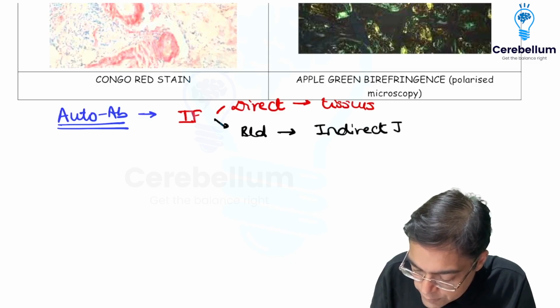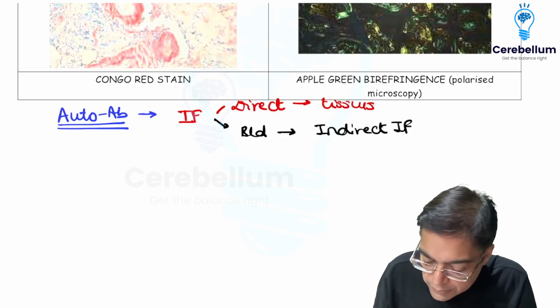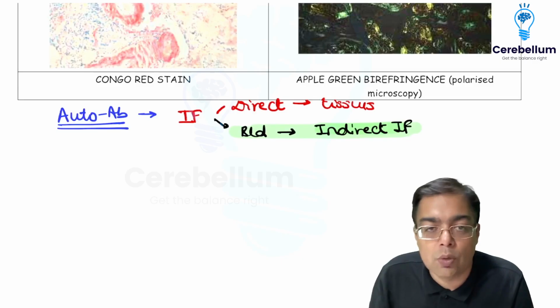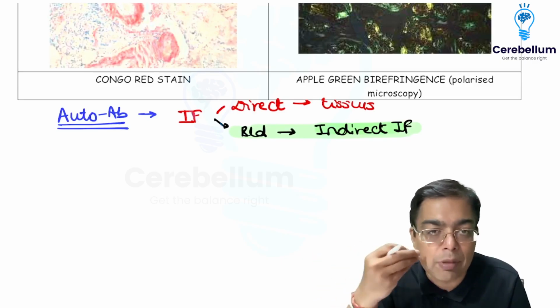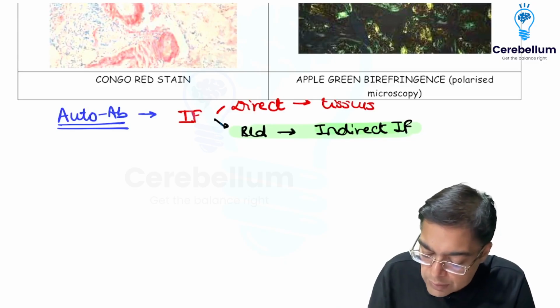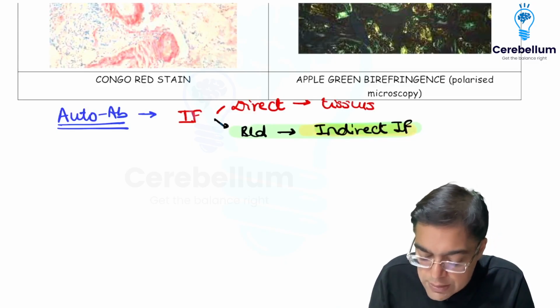Indirect immunofluorescence. The moment we wish to detect the presence of autoantibodies, and the ones which are going to be associated with a better signal detection, I mean the amplification of the signal takes place, that's a basic rule. So we would be using the technique of indirect immunofluorescence. That was what was asked as a question.